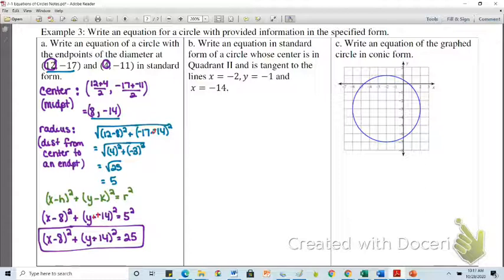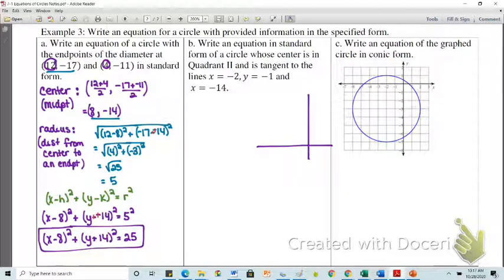So B asks, write an equation in standard form of a circle whose center is in quadrant 2 and is tangent to lines x equals negative 2, y equals negative 1, and x equals negative 14. So let's just draw this out. So I know if I am in quadrant 2, that is this upper quadrant right here. And so I'm going to draw some lines in here.